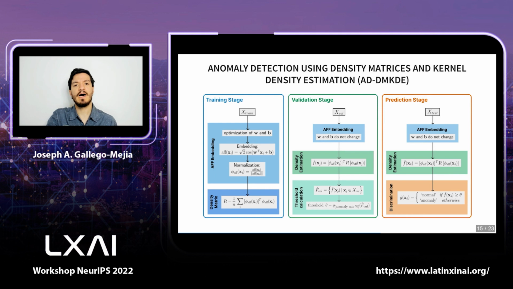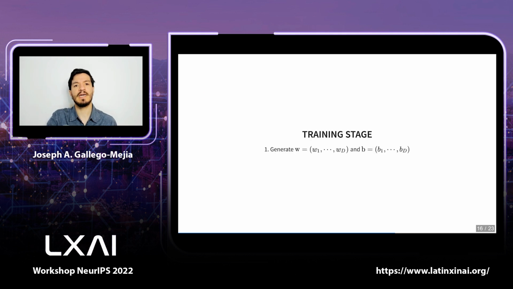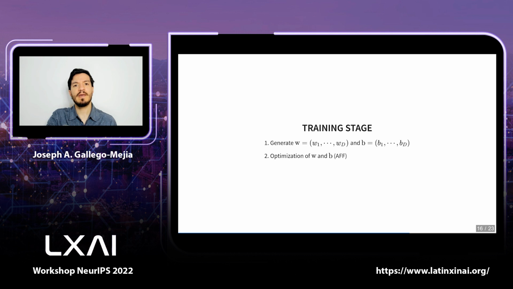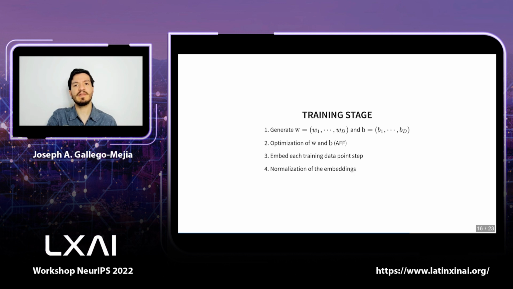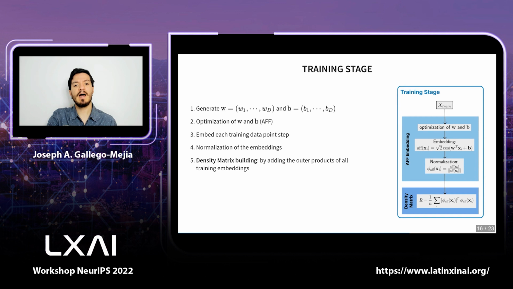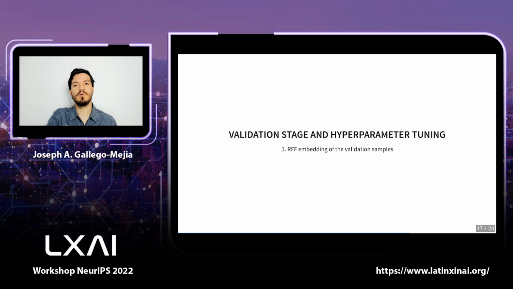Therefore, our method is anomaly detection using density matrices and kernel density estimation. It has three stages. The first stage is the training stage, where we generate normal data points for the random Fourier feature. We optimize those parameters with adaptive Fourier features. The third step is to embed each training data point in the embedded space of the random Fourier feature. And we also normalize each embedding. The last step in the training stage is to calculate the density matrix as the outer product of the training embeddings.